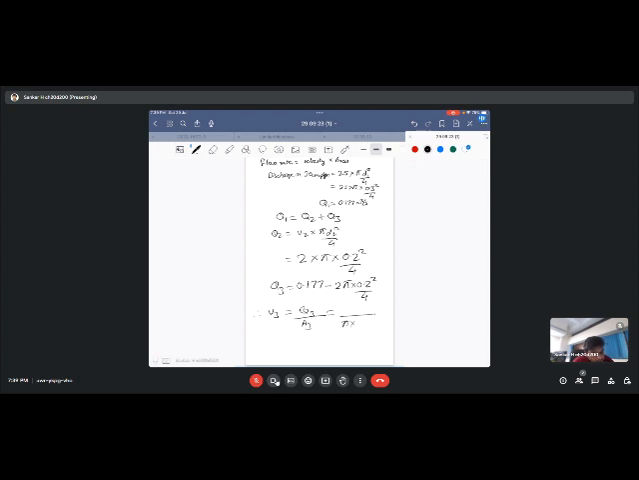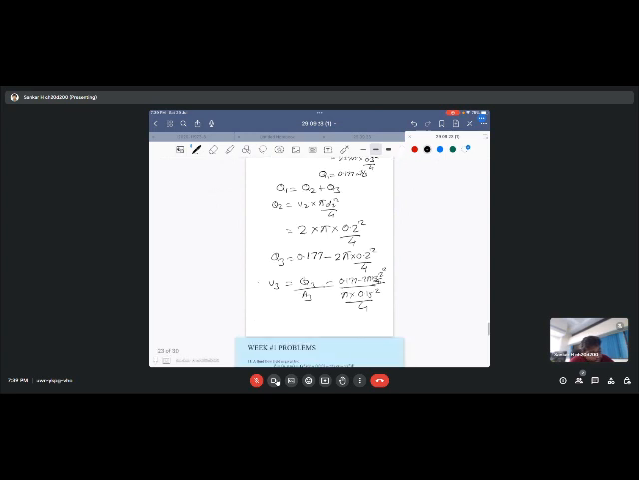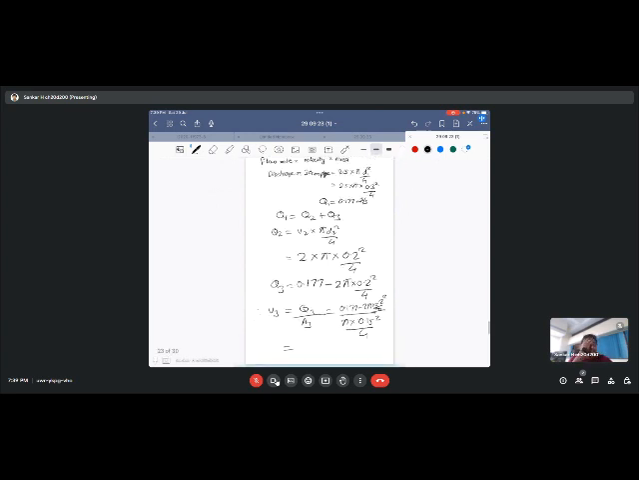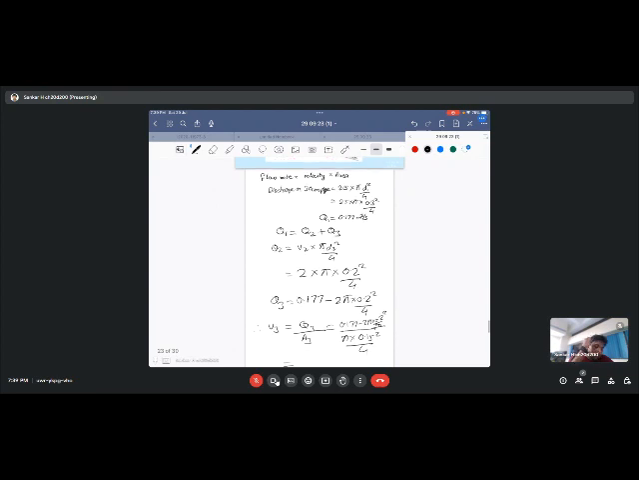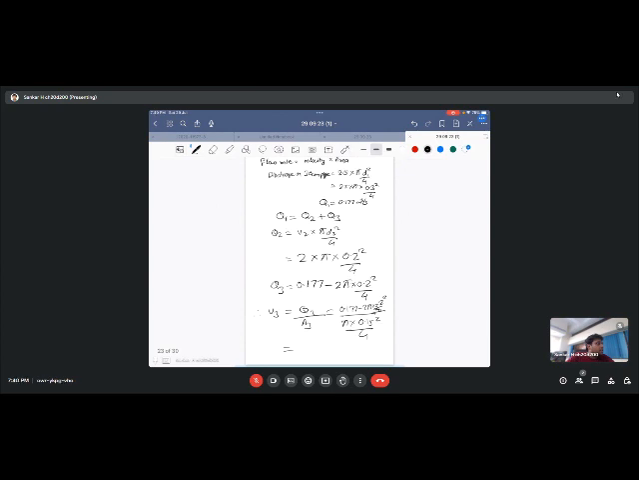And this we'll get as pi times, it's a 15 centimeter diameter pipe, so 0.15 square by 4. And this would be 0.177 minus 2 pi into 0.2 square by 4. Yeah, this is the answer that you get when you try to solve for V3. Please let me know if you're having any trouble. Yeah, I'm waiting for an answer. I'm hoping to get it from you.